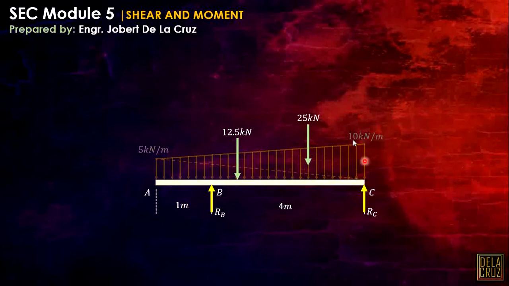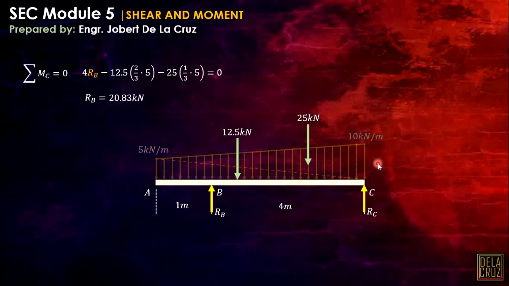So that is 25. Now summation of moment about C to calculate RB, that will be 4RB minus 12.5. Take note that considering this triangle here, that distance here is 2/3 of 5, or 2/3 of the length. Then this one, 25, multiplied by this distance considering the triangle above, is 1/3 of 5. It will give us 20.83.